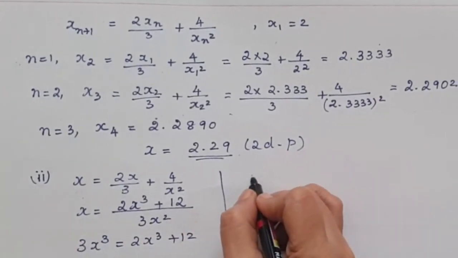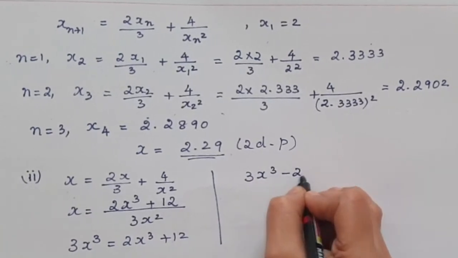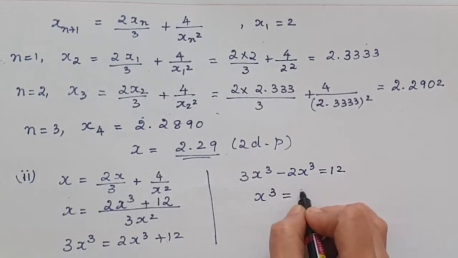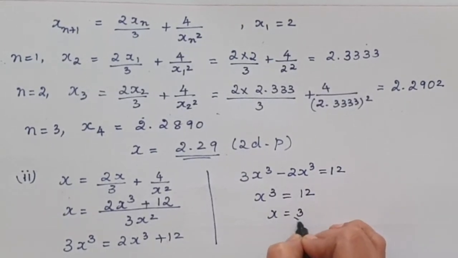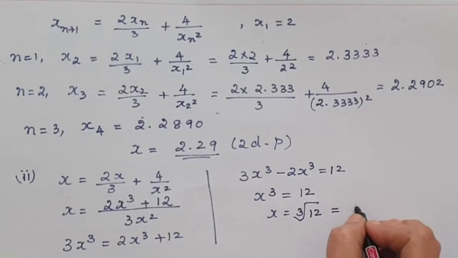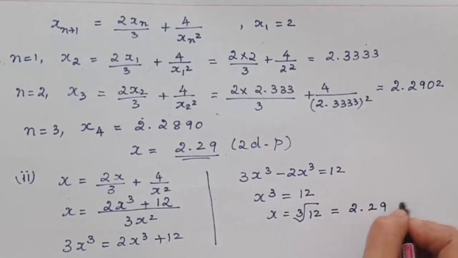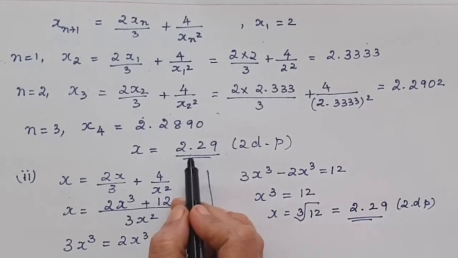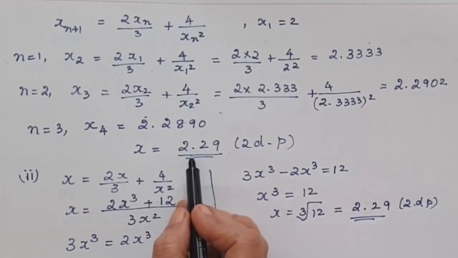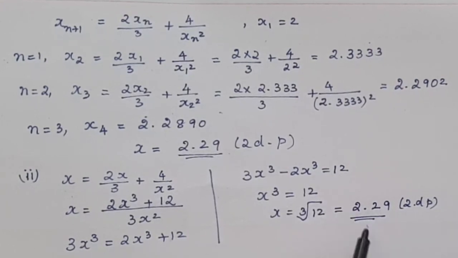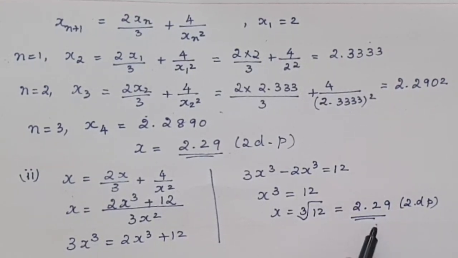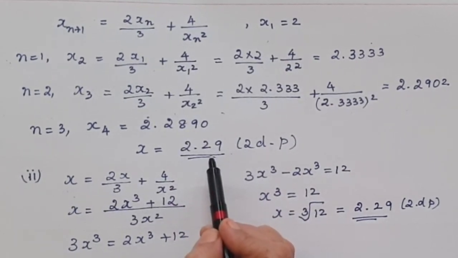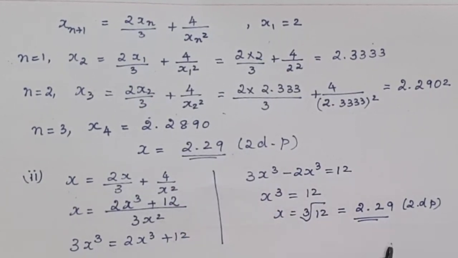So now shift it to one side. 3x cubed minus 2x cubed will be equal to 12. That means x cubed will be equal to 12. x will be equal to cube root of 12, which is equal to 2.29, correct to 2 decimal places. So when we cross check, previously also with the numerical solutions, we got our answer as 2.29. The exact value for 2 decimal places is also 2.29. Thus, using numerical solutions, it is easier to find out the required solution. Thank you.